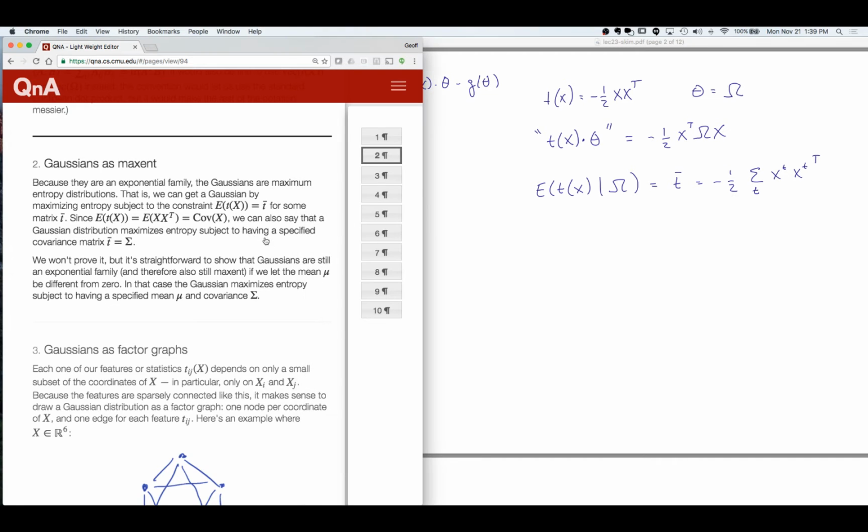That's basically saying that the Gaussian distribution is the distribution that maximizes entropy subject to having a specified covariance matrix, right? Which is kind of a nice way of thinking about it. Given the covariance matrix that you observe, make the fewest possible additional assumptions, and that gives you a Gaussian distribution. Now, I'm not going to derive it, but the same thing also holds for the mean. For a non-zero mean, the Gaussian is going to maximize entropy subject to having a specified mean and covariance.